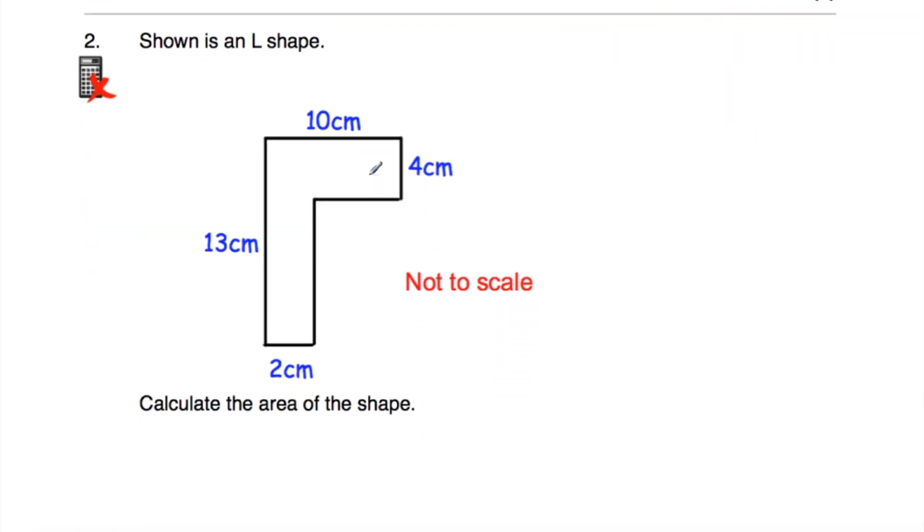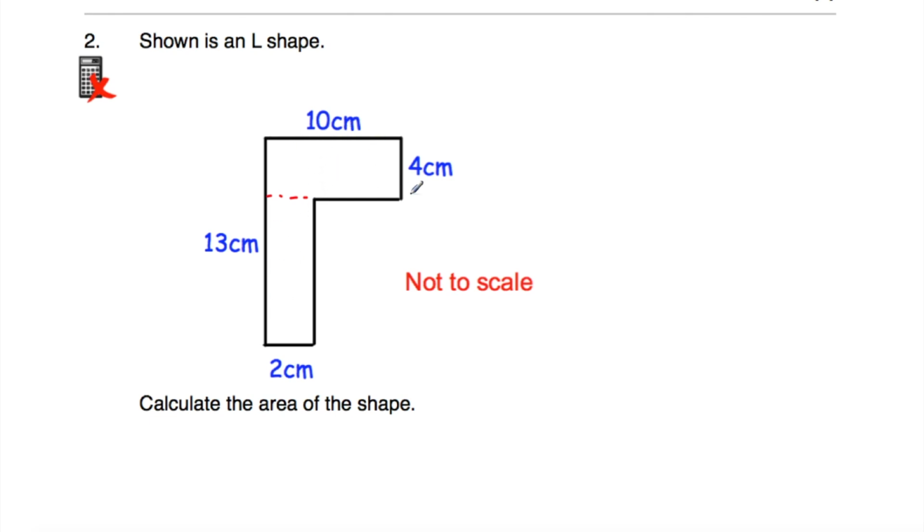Okay, let's look at our next question, question number 2. We've got this L shape, or it looks like an R, but it's an L shape if you spin it around. So we've got this shape, and we've been asked to calculate the area of the shape. So again, we need to split it. We need to split it either horizontally or vertically, and we could do either way. I'm going to cut it across here horizontally. So we've got this rectangle here, and we've got this rectangle here, and we need to find the area of each of them and then add them together.